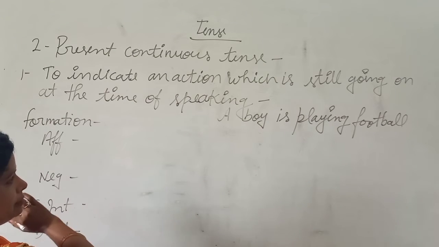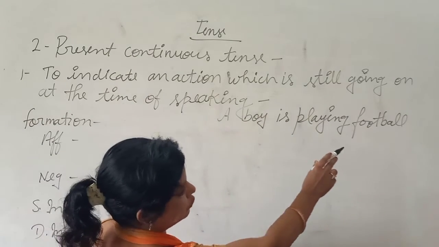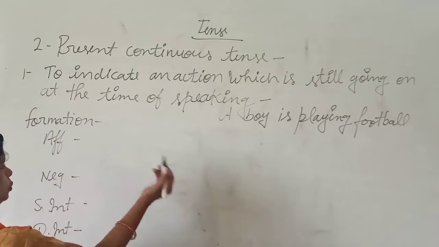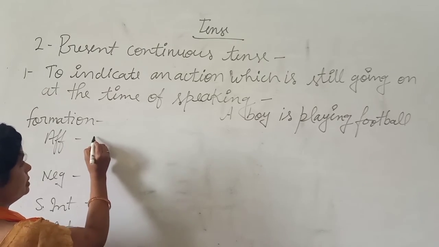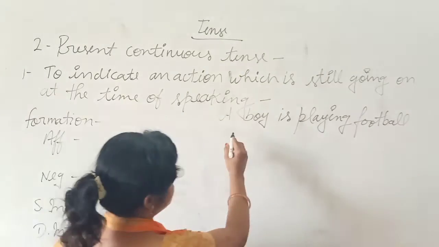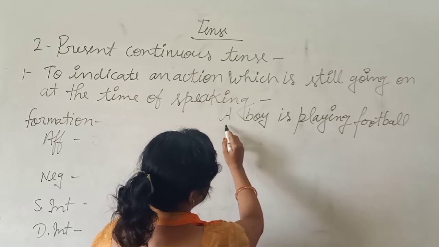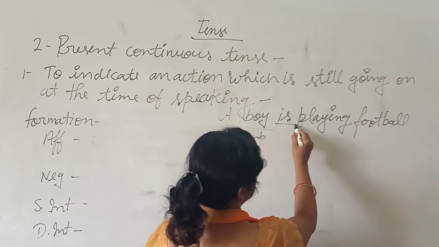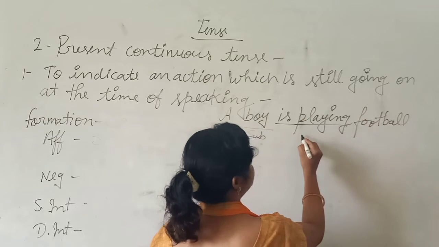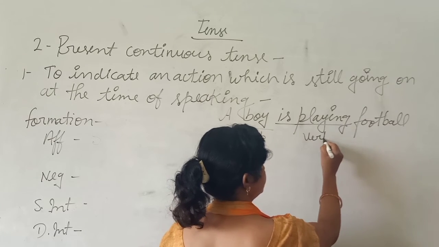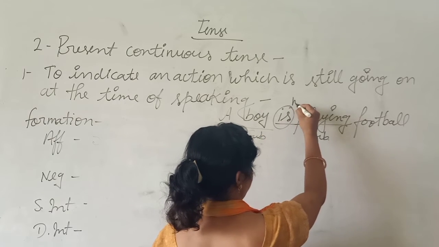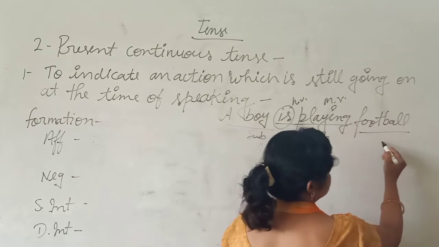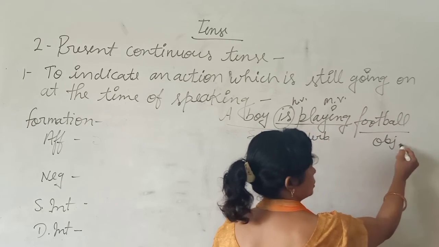First one is the affirmative sentence. A boy is playing football. This is an example of an affirmative sentence. Rules: I am telling you how to construct the sentence. In this sentence, you can see a boy is the subject, is playing is the verb. Is is a helping verb, and playing is the main verb. Football is an example of an object. Getting it, children?